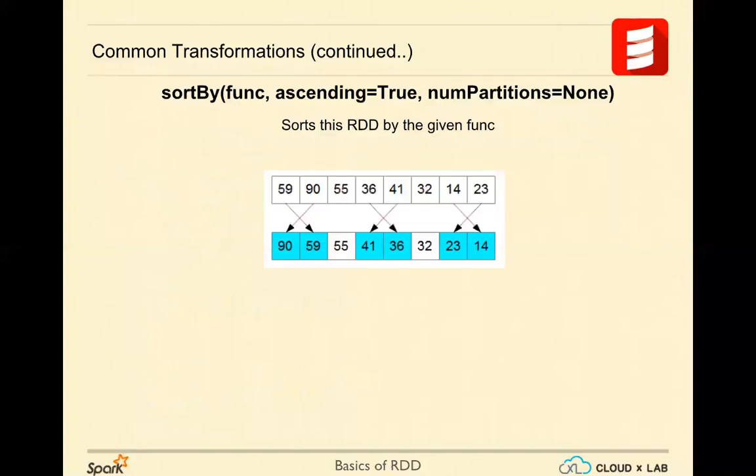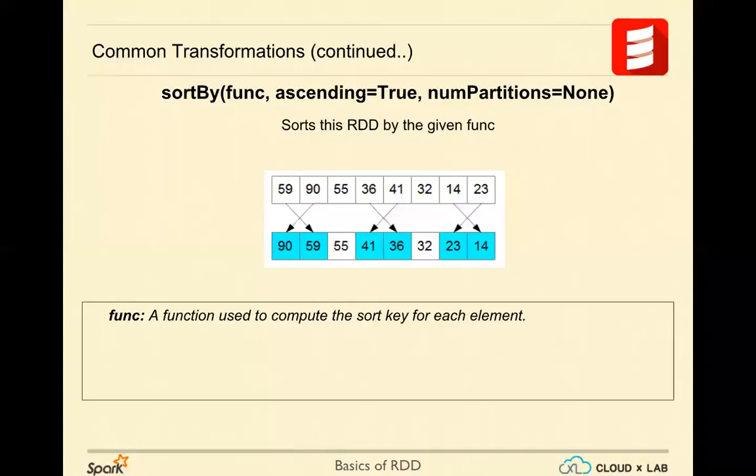All right. Now, similarly, there's a very powerful function called sortBy. SortBy takes a function instead of just sorting by numeric value. It takes from you a function that decides how to compare elements, and using that function, it sorts the data. It also takes arguments like ascending equals true and number of partitions. What is the number of partitions? In the resulting RDD, how many partitions do you want?